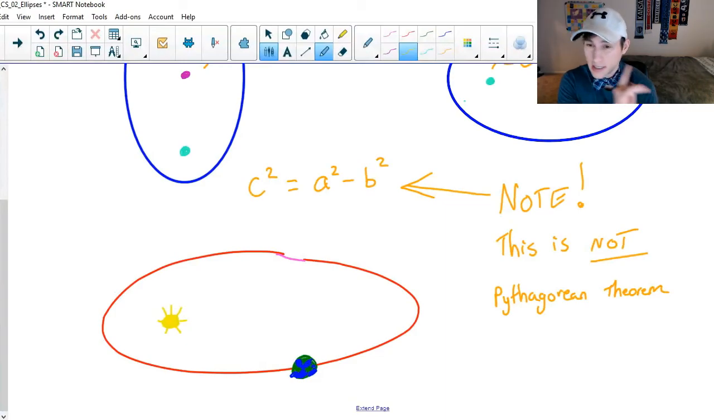So every planet that goes around the sun travels in an ellipse. And so even though the size of each ellipse for each planet is different, the sun is always at one of the foci. All right, so that's pretty cool.